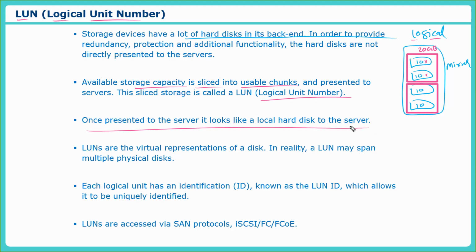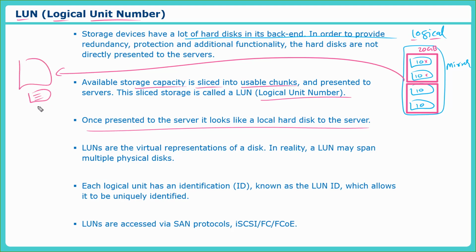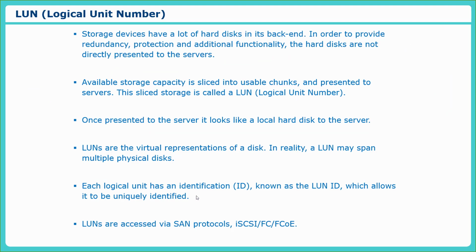Once presented to the server, it looks like a local disk. So once my server has been connected with this, the server will think, oh, there is a local disk on which I can perform all the operating system tasks like installing something, configuring something or formatting. That can be done by a server. So that is called a LUN. Each LUN has an identification ID which is called the LUN ID, which allows it to be uniquely identified. It is just a number by which we connect to that particular logical device. LUNs are accessed via SAN protocols like iSCSI, FC or FCoE.